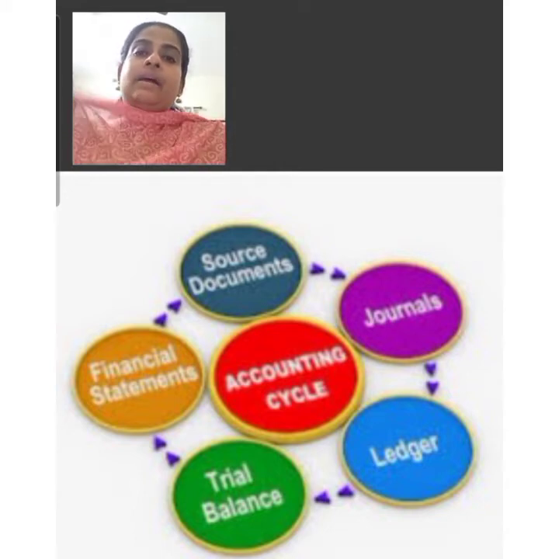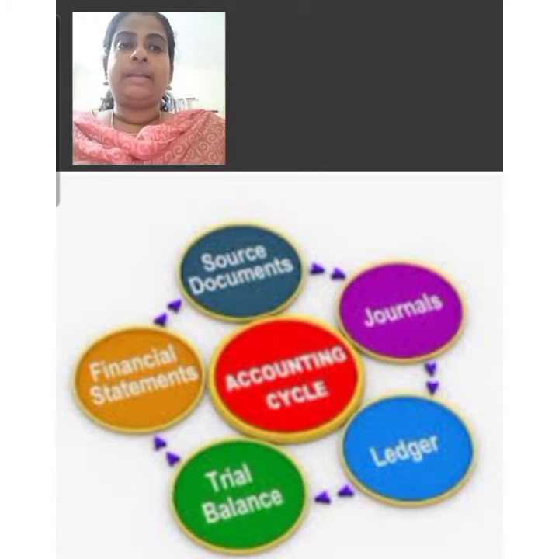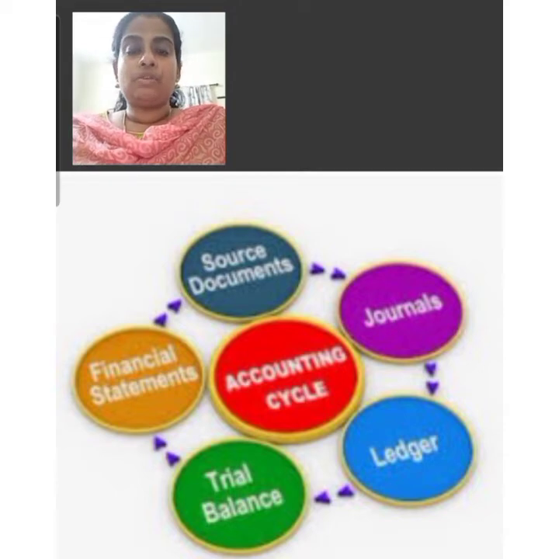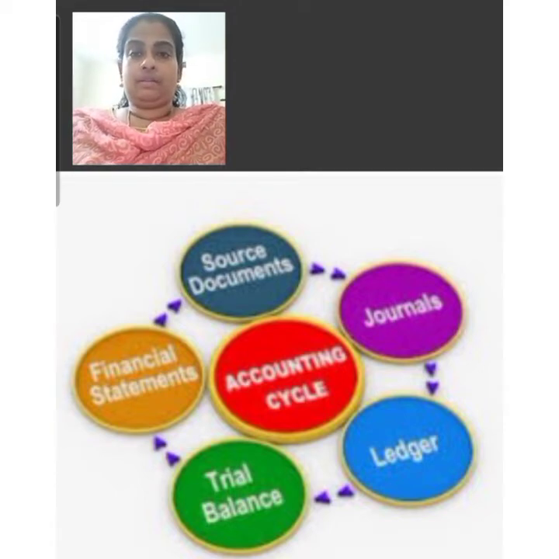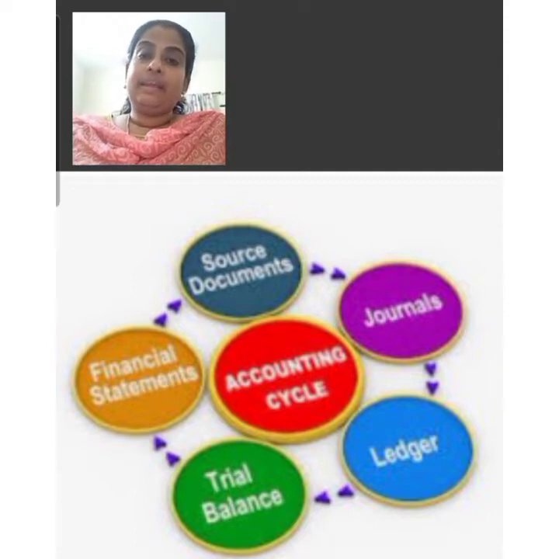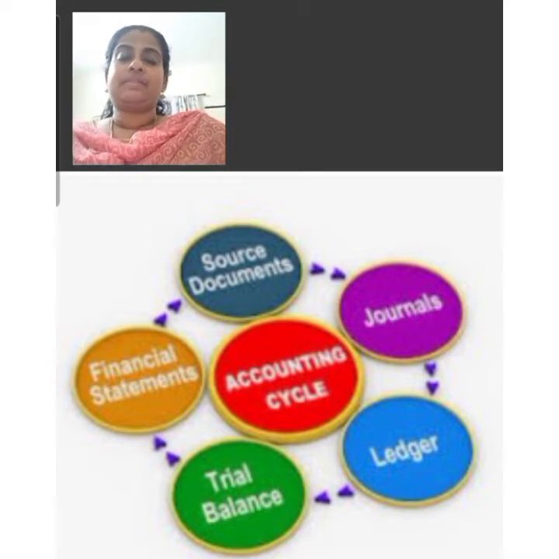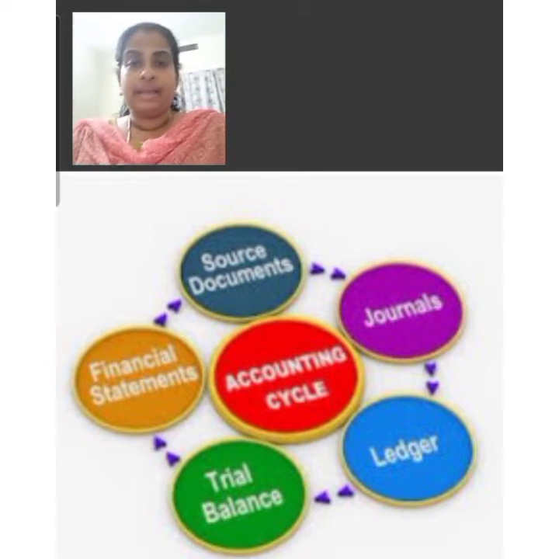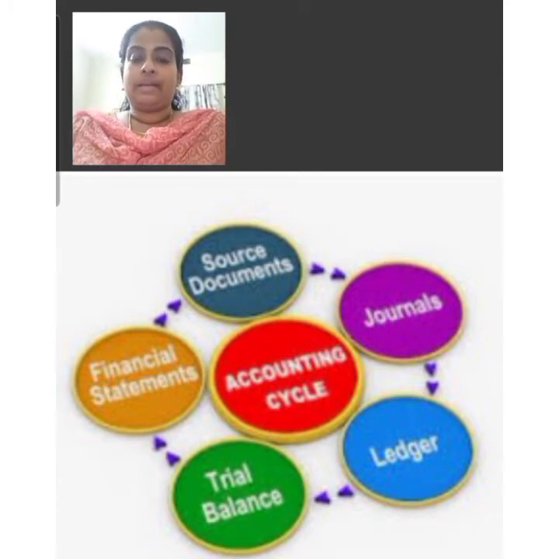Then errors in recording a transaction in subsidiary book with wrong name or wrong amount. For example, instead of posting the amount in salary account, the accountant wrongly entered that transaction in rent account. Instead of recording an amount of 10,000, the accountant recorded that amount as 1 lakh. These are the important errors happening in the trial balance.